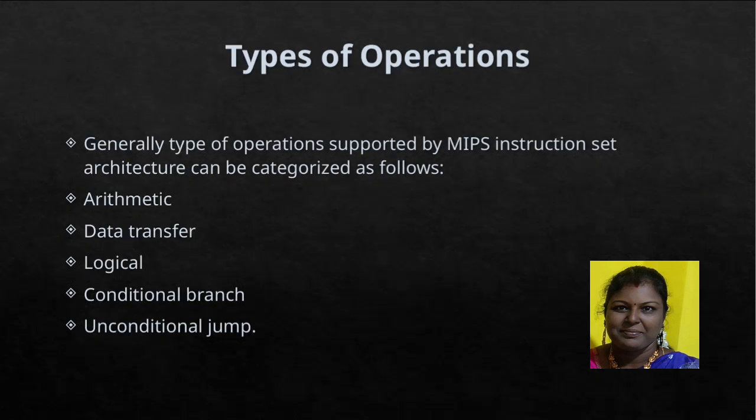Let's take a look at the kinds of operations the MIPS instruction set supports. They fall into 5 main categories. First, arithmetic operations, the basic math that powers calculations. Then, data transfer, which moves information between memory and registers. Logical operations handle bitwise manipulation. Conditional branches let the program make decisions based on conditions. And finally, unconditional jumps, instructions that change the flow without any conditions. These categories cover the core actions MIPS can perform.